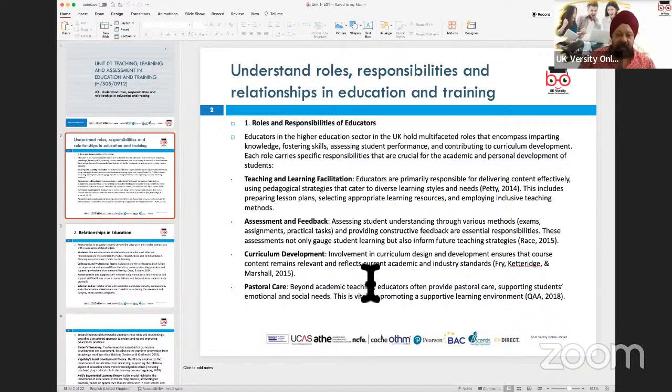And then there is pastoral care or pastoral support, which is quite important in any sort of educational setup. But they generally tend to be the key broad areas in which I can put any role into, the field of education and training.